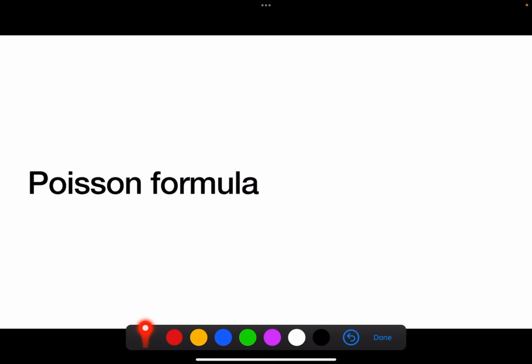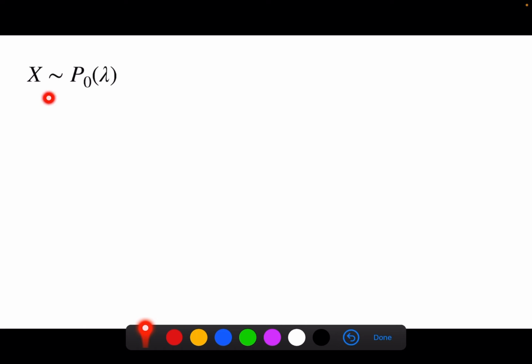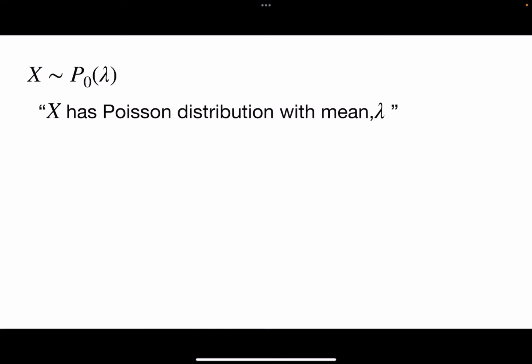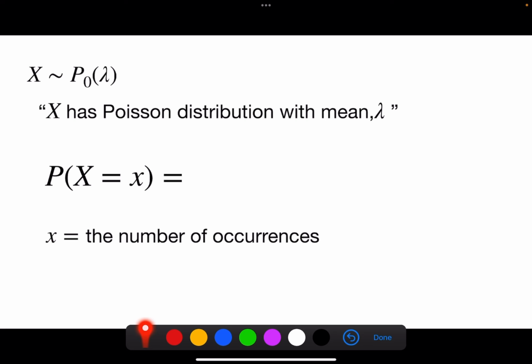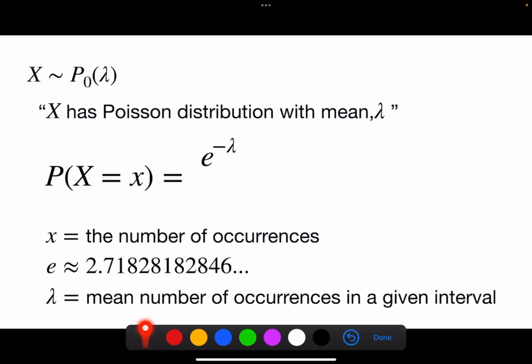The first part, Poisson formula. So, how to read this? X has a Poisson distribution with mean. This Greek letter is lambda, which represents the mean. The formula: probability X equals x. So this Poisson distribution is only for X equals, the word exactly. X is the number of occurrences. Exponent, we're not going to use this value, we just have to press the calculator. To the power of negative lambda, or negative mean, times lambda, the mean number of occurrences in a given interval, to the power of x, divided by x factorial. We're going to use this.